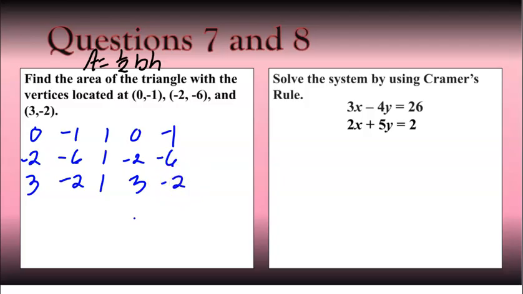Now, the determinant is going to be actually what your base times the height is going to be. And then the last step would be just divide by 2.